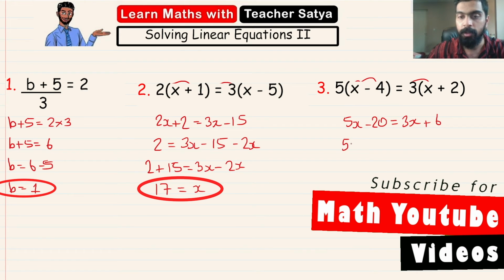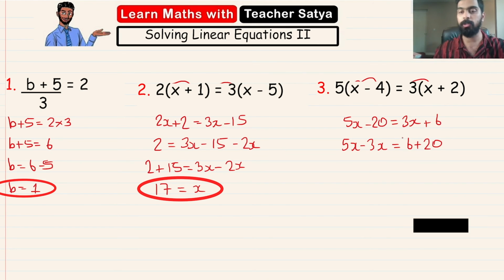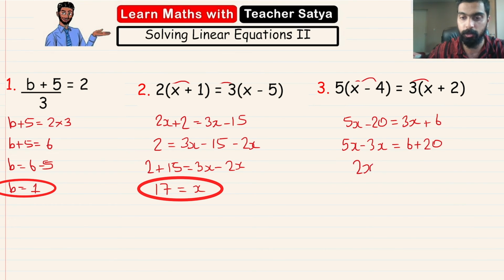And now using the same step, I'm going to move x with x and the number with number. So 5x minus 3x is equal to 6 plus 20, right guys? So when I move the 3x to the left hand side, the positive changed to negative, and when I move the negative 20 to the right hand side, the negative changed to positive. All right guys, so 5x minus 3x is going to give us 2x, and 2x is equal to 26. Therefore x is equal to 26 over 2, which is equal to 13.